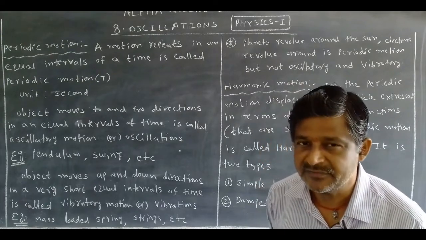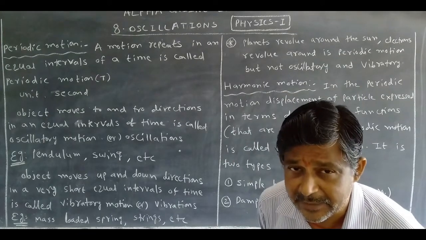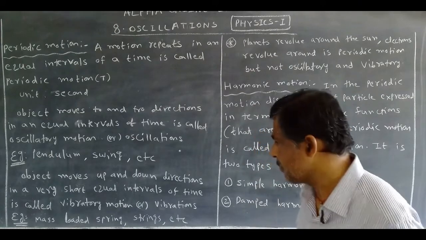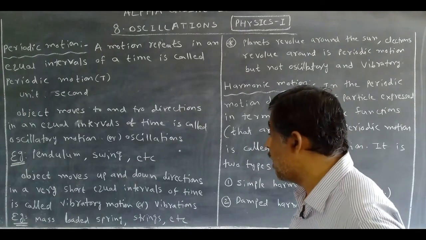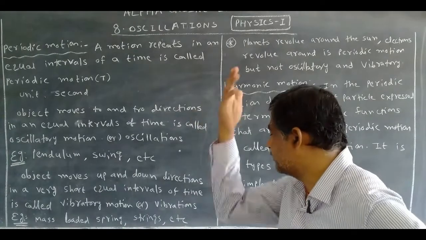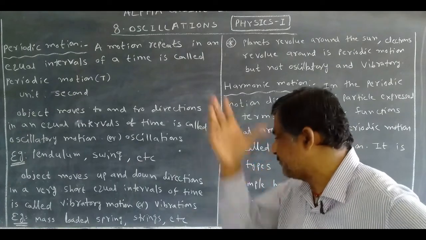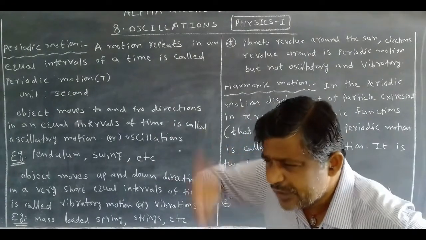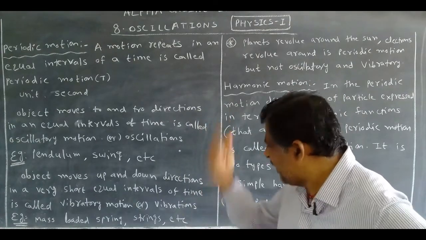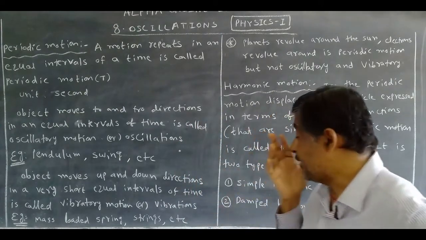Next, another type of periodic motion, vibratory motion, or vibrations. What is vibratory motion? When an object moves up and down in a very short interval of time, very fast, it is called vibratory motion or vibration.